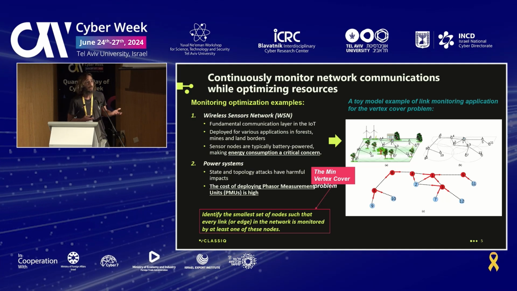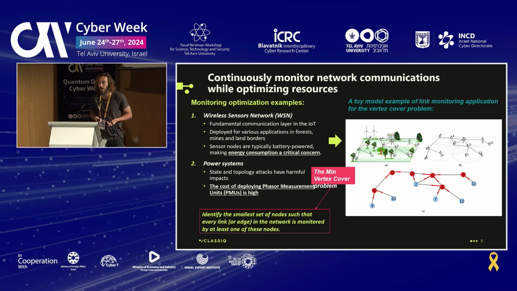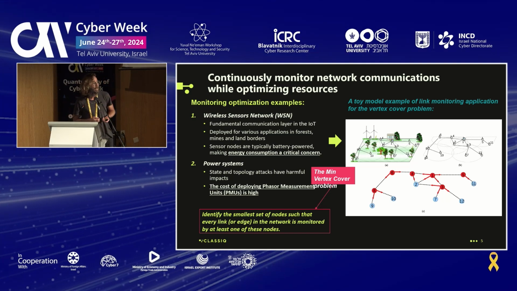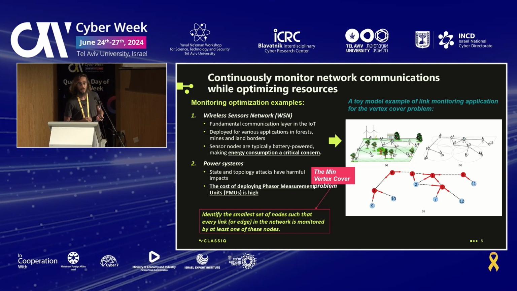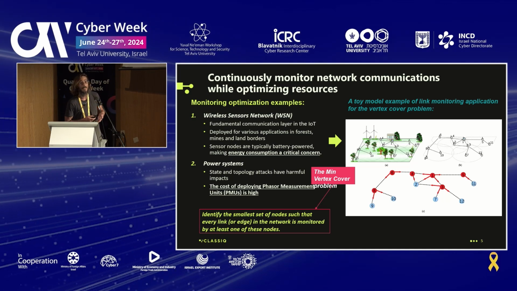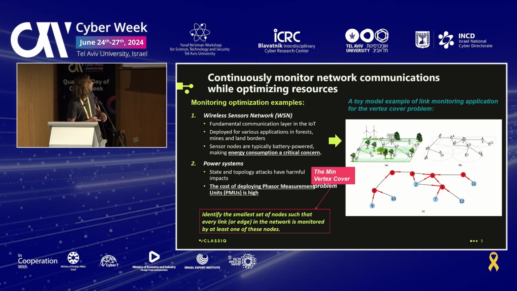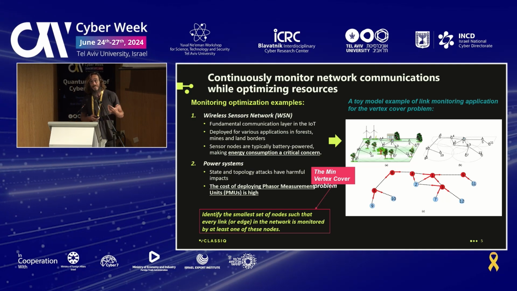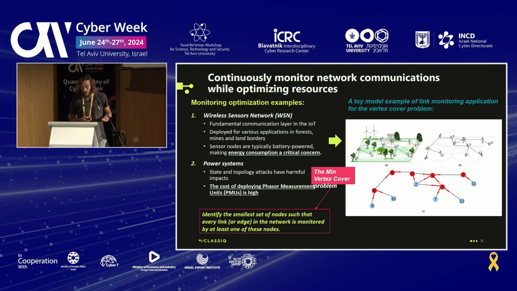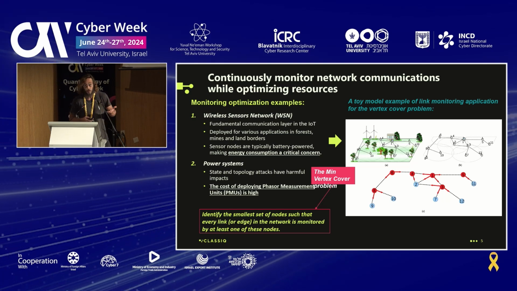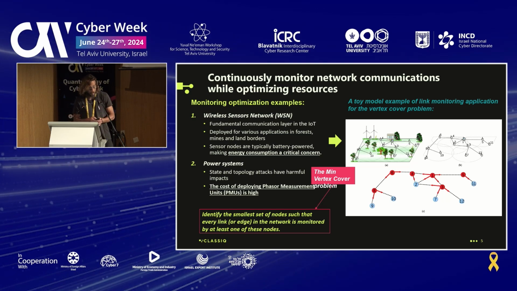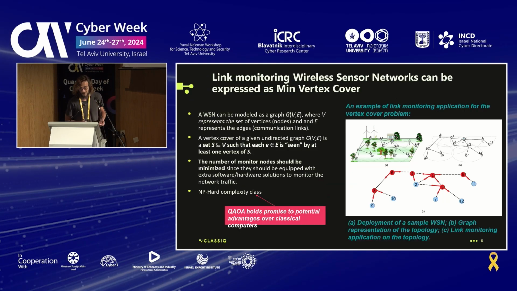Another reason we want to optimize our resources is to save money or record more data. We just want to make sure we don't have any duplicates and we can have our retention bigger. So in all these cases, we want to identify the smallest set of nodes in the network such that every communication link in the network is monitored by at least one of these nodes. And this is the min vertex cover.